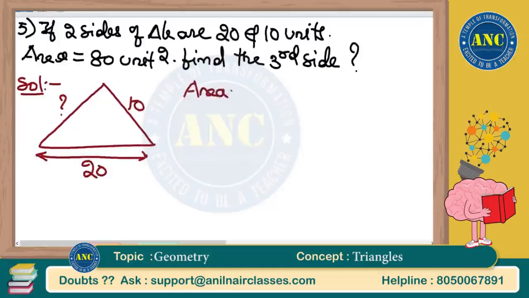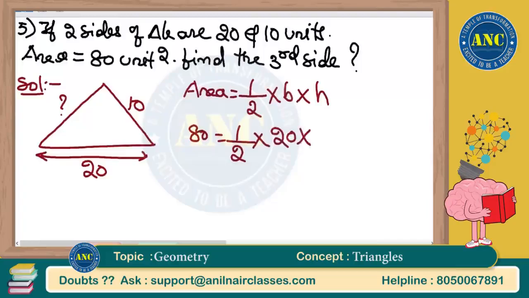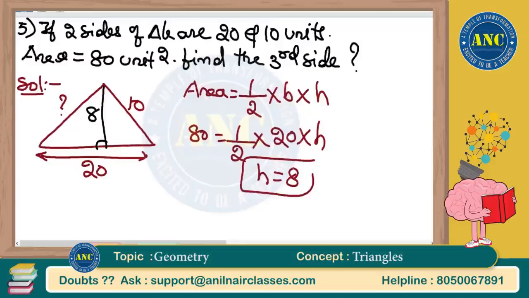So area is nothing but half into base into height. So area is half into 20 into height. So height is nothing but 8. If this is 8, this is the height, it is 8. If this is 8, this will become 6.